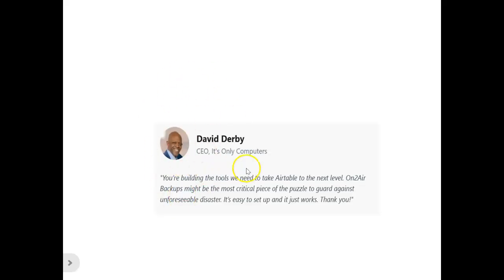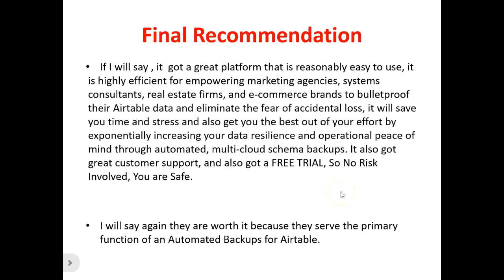All right, this is David. David said, you are building the tools we need to take Airtable to the next level. On2Air backups might be the best critical piece of the puzzle to guard against unforeseeable disaster. It's easy to set up and it just works.